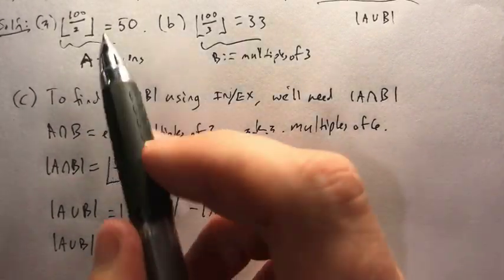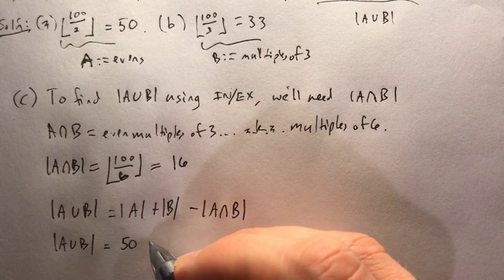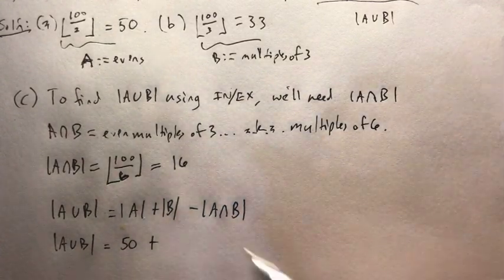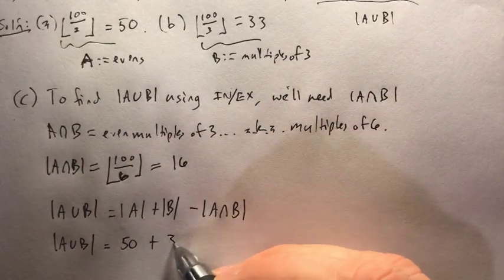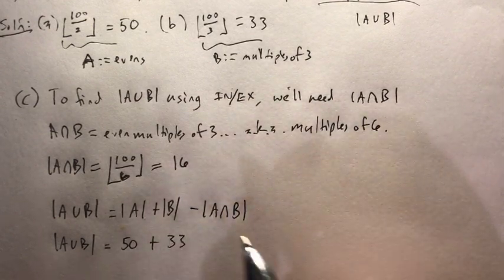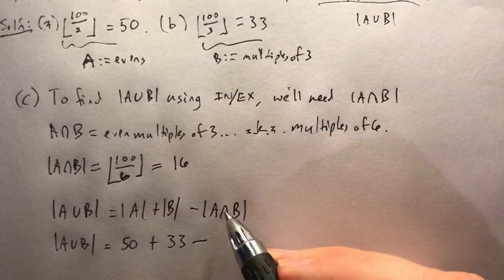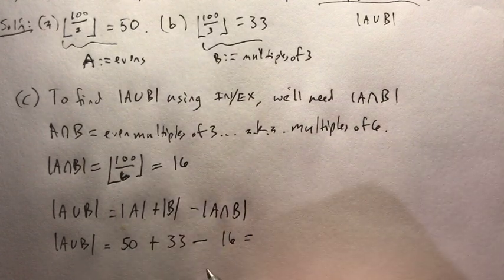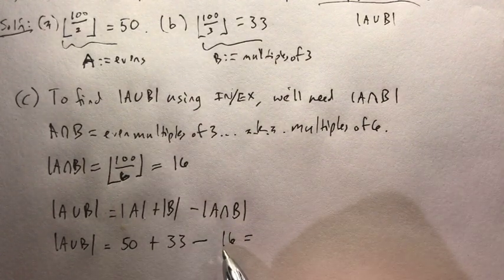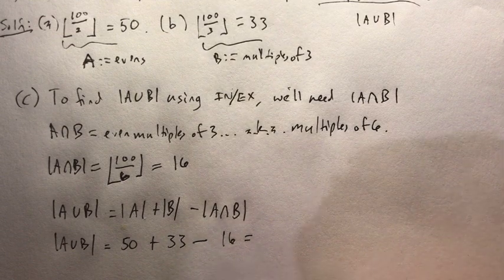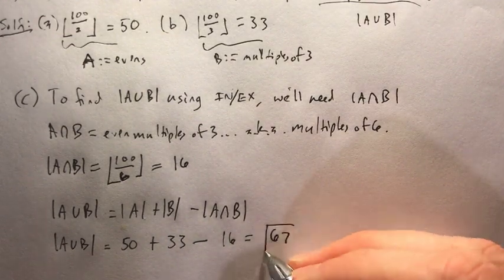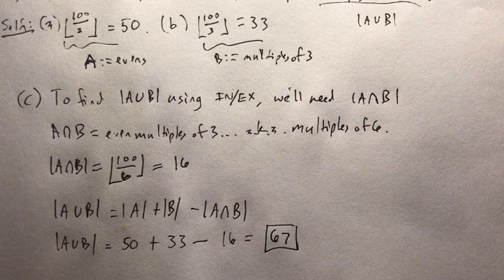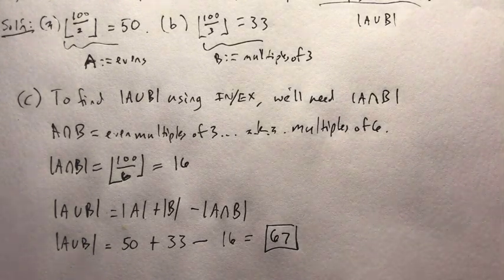is, well, I've got A is 50 plus B is 33. Size of A is 50, size of B is 33, minus the size of A intersect B, so minus 16. And if we do the arithmetic here, we've got 83 minus 16, 73 minus 6, and this gives me a total of 67. That's my final answer. All right, so hopefully this gives you some idea how to do some basic inclusion-exclusion problems.